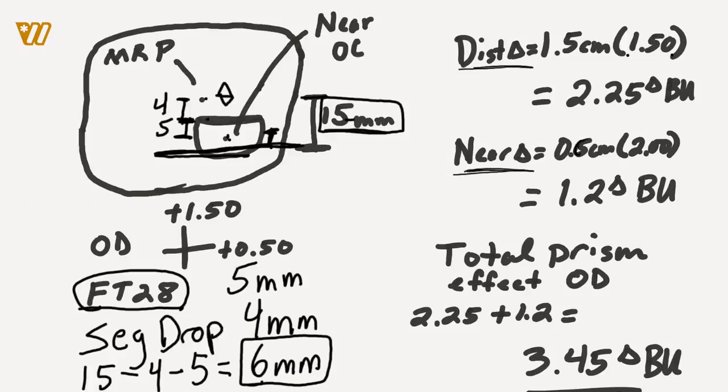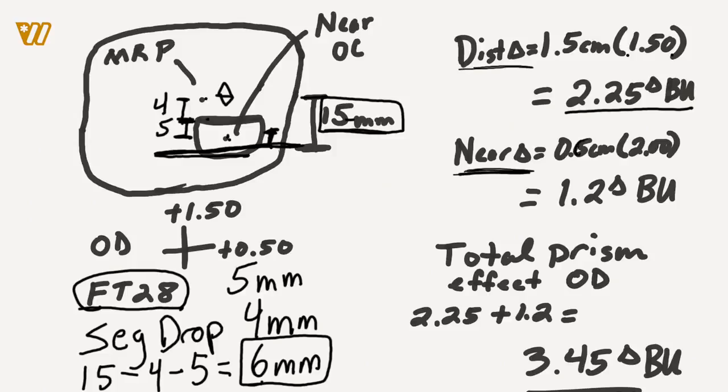So for the distance portion, we're going to use 1.5 centimeters times that plus 1.5, which is the power in the distance meridian, or the vertical meridian of the distance power. And we're going to get 2.25 diopters base up prism. Think of this as a plus lens, so think of it as two prisms base to base. We're looking below the optical center in a plus lens, so we're going to get base up induced prism.